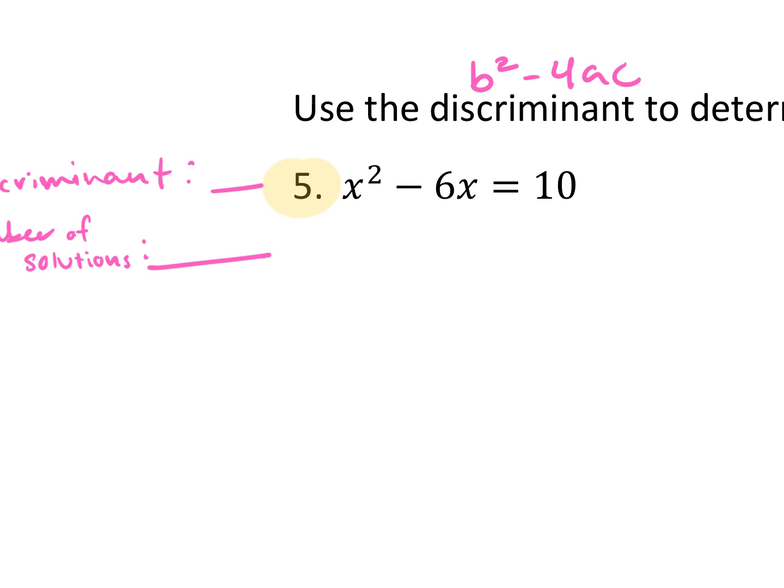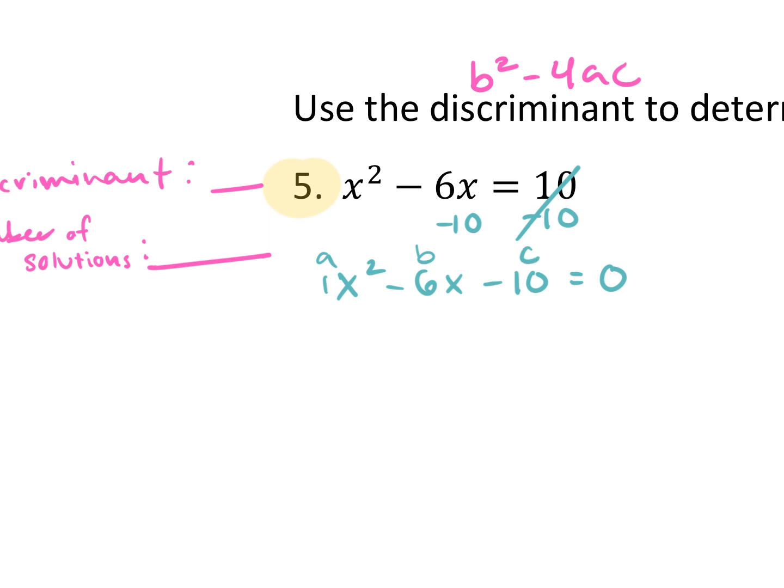Now before we can just plug in our a, b, and c for number 5, it has to be equal to 0. Everything needs to be on one side and it needs to be in order. So what should I do first for number 5? Subtract 10, perfect. We're going to subtract 10 to make it equal to 0. So x squared minus 6x minus 10 equals 0. So what's our a? A would be 1, b is negative 6, and c is negative 10.